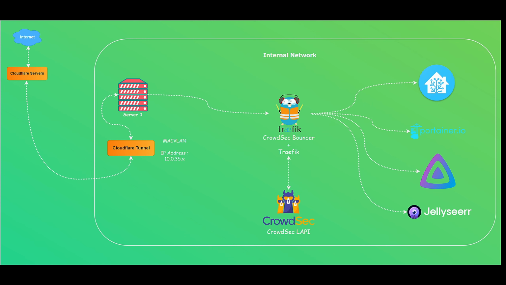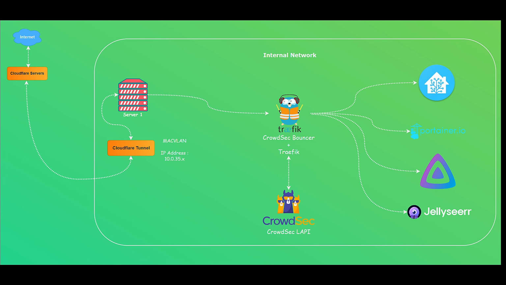In the case of AppSec, it virtually patches all the services which are running behind the Traefik reverse proxy, so that any known vulnerability which has not yet been patched on the system does not get exploited by any unauthorized attack. As you can see in this diagram, first, all the requests are coming from the internet through the Cloudflare servers, or in your case it may be coming directly from the internet to the server on which all the applications are deployed.